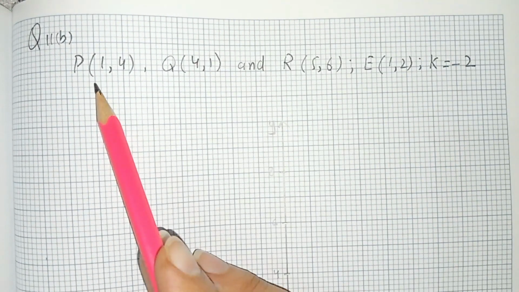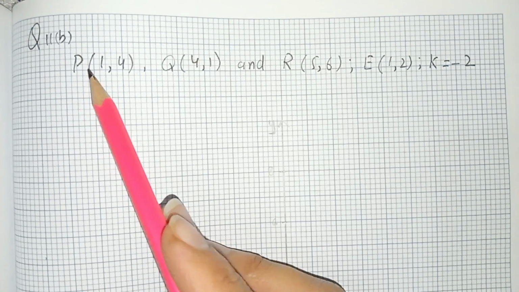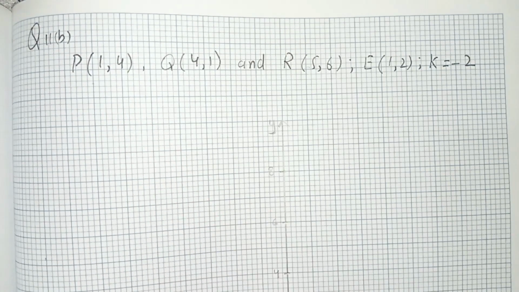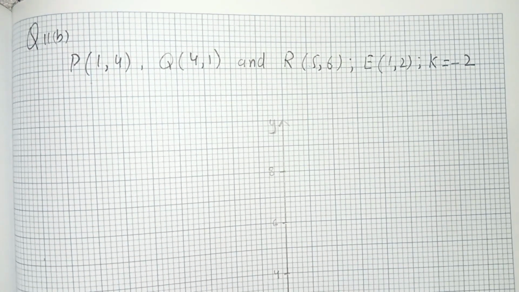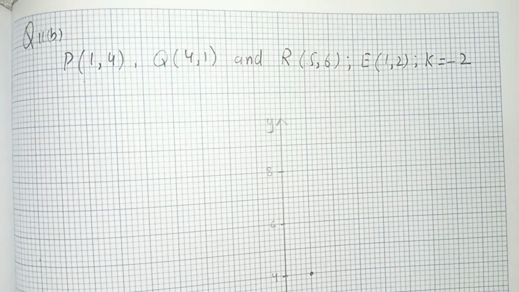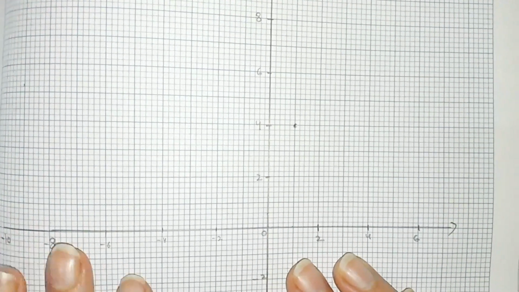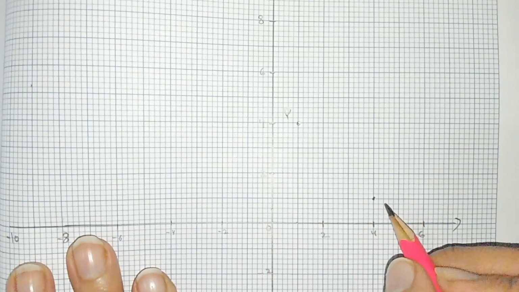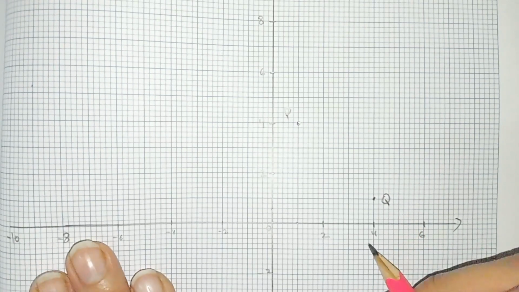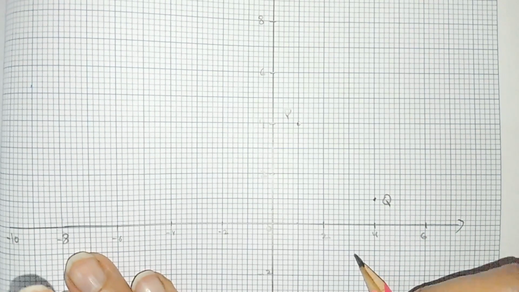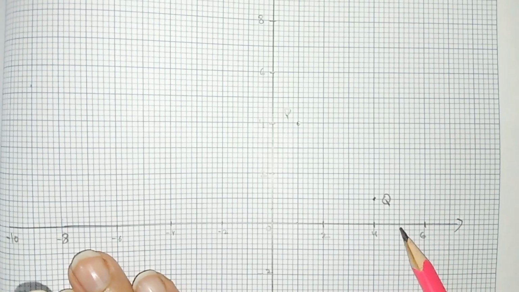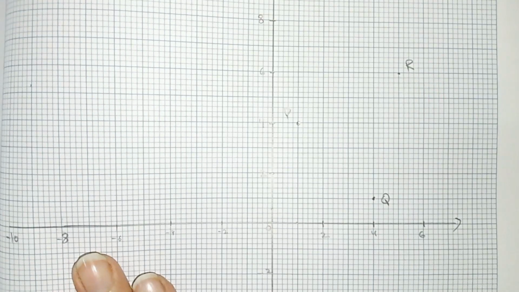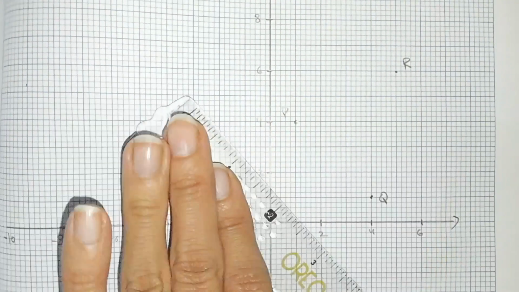Now students, part number B. First we have to draw the triangle. The triangle is P, Q and R, and E is the center of enlargement. P is 1 and 4. This is the point P, and Q is 4 and 1. This is the point Q, and R is 5 and 6. This is the point R. Now we have to join these points to make the triangle first.